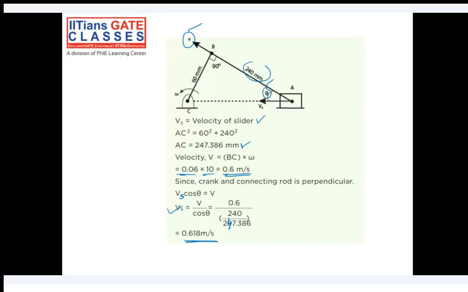So this is how you can calculate. Otherwise, you can draw the velocity triangle and all, and from that also you'll get the answer. But this is one of the simplest methods which you can use in order to solve these types of questions. Okay, can we proceed to the next slide?